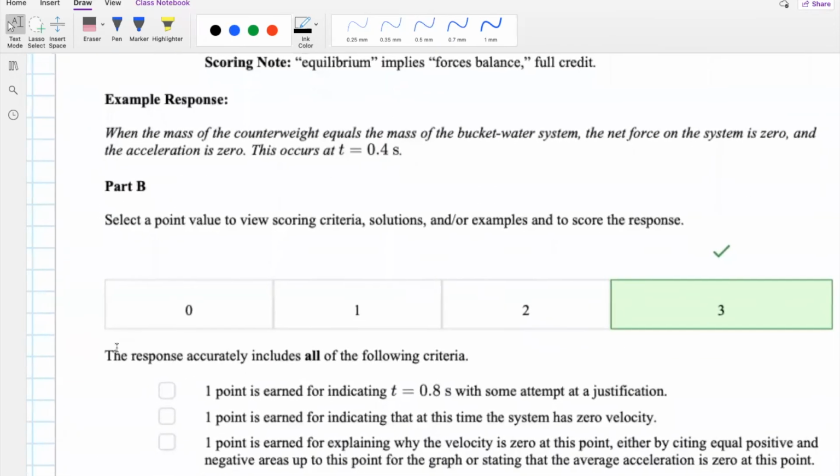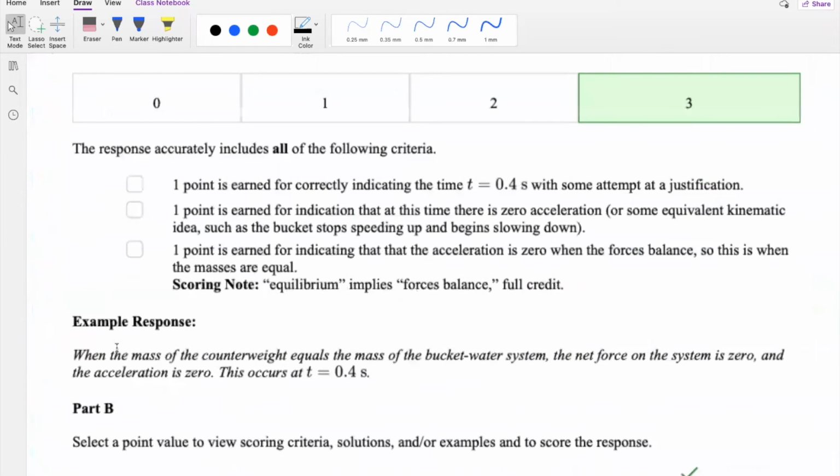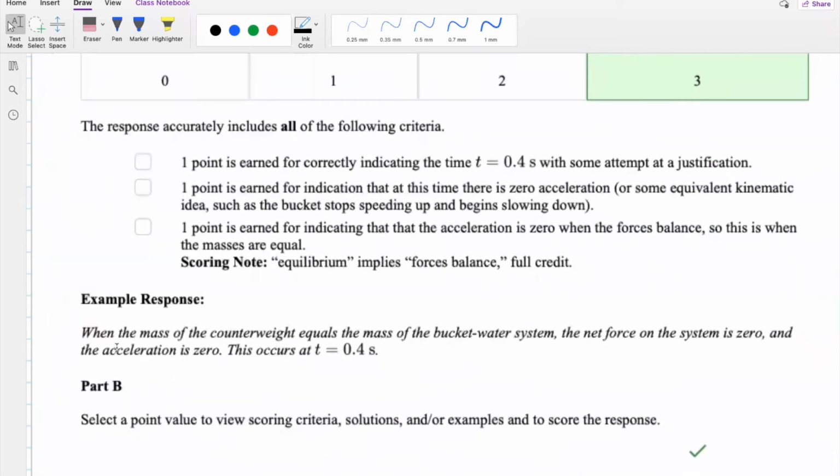So here's an example response, 3 total answered points. 1 point is earned correctly for indicating that time t equals 0.4 seconds with some attempt at a justification. So really important, if you don't attempt to justify, you do not get a point. So understand that if no justification is given, you're essentially not getting any points. Now here they are specifically asking you to justify. Sometimes you don't need to justify, but just be mindful of that.